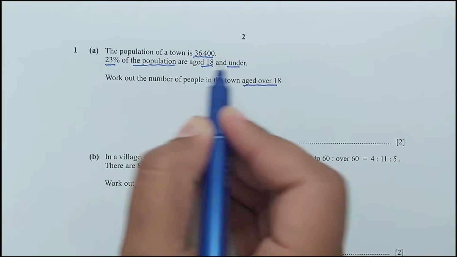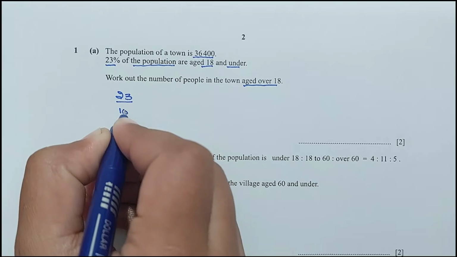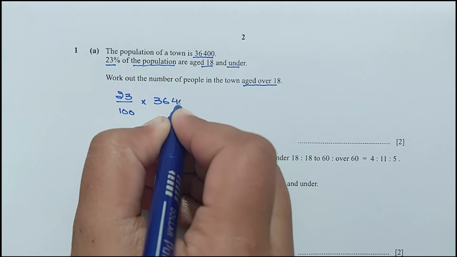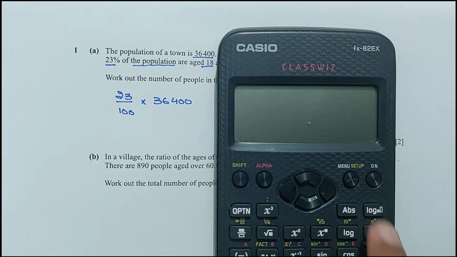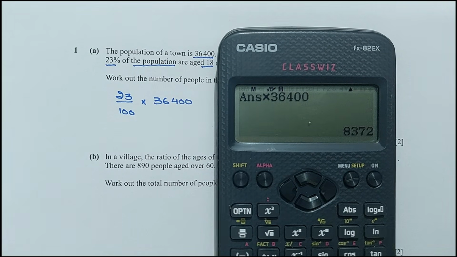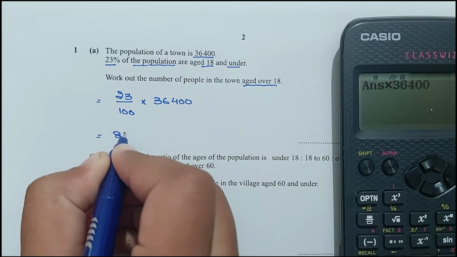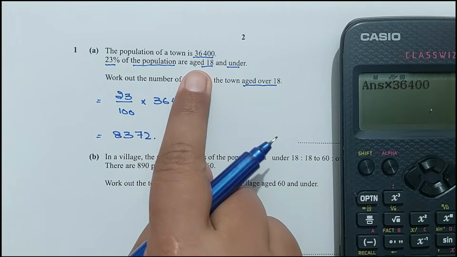So aged 18 and under are 23% of the population, 36,400. So 23% of 36,400 is 8,372. So 8,372 people are aged 18 and under.